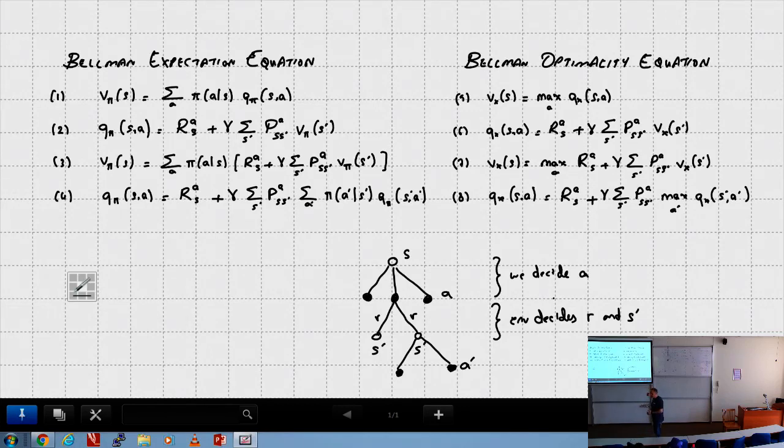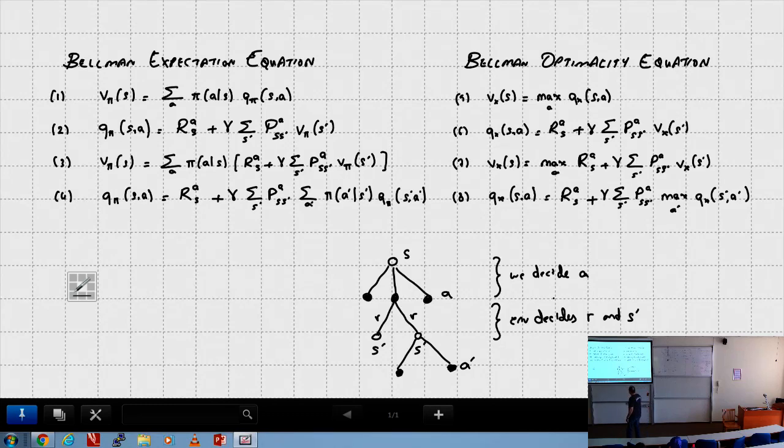But we don't have to do it that way, and a lot of algorithms just work with V or Q. So equation 3 is basically equation 1, where instead of Q, I substituted what Q is equal to, so that I can write V in terms of V. Okay?